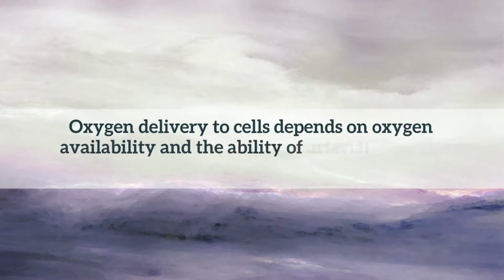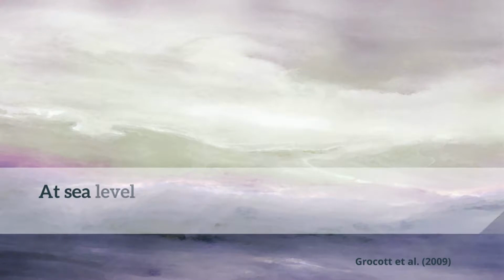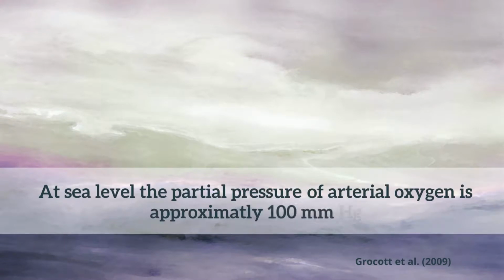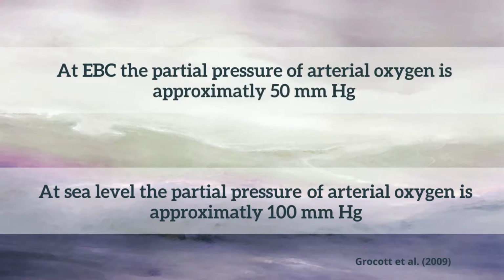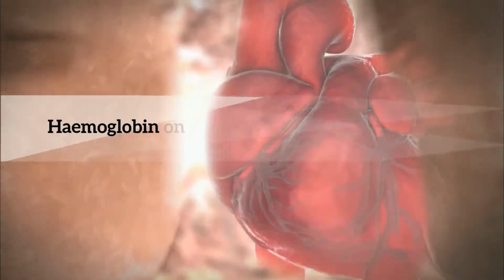As we know, oxygen delivery to cells depends on oxygen availability and the ability of arterial blood to transport oxygen for tissue perfusion. At sea level, the partial pressure of arterial oxygen is 100 millimetres of mercury. At Everest Base Camp, partial pressure of arterial oxygen is reduced to 50 millimetres of mercury.